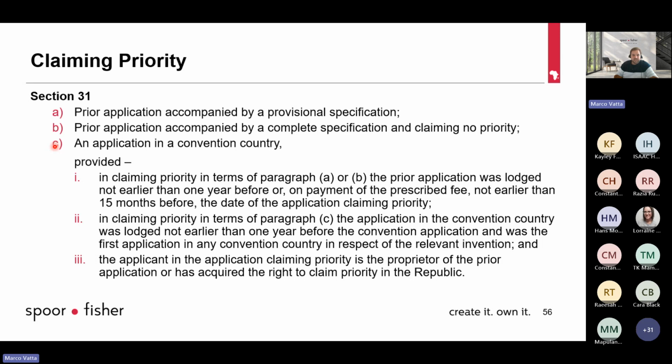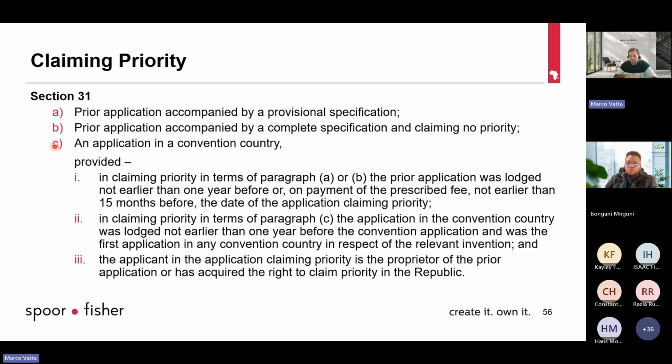Okay, if we then move on to section 31, section 31 deals with when and where you can claim priority from. So section 31A says that you can claim priority from a prior application accompanied by a provisional specification. So if it is a provisional application, you are entitled to claim priority from that application. Otherwise, you can also claim priority from a complete specification, so a complete patent application, where there was no prior priority claim in that application.